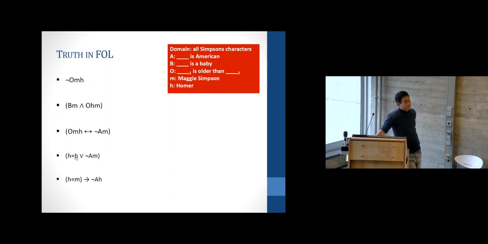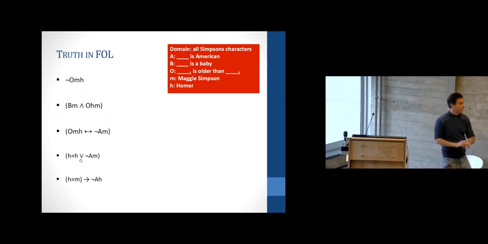Is Maggie big? Maggie's a baby. Is this sentence true? Yeah, the entirety of the sentence. Yeah, that's because, okay, this is important. A disjunction is true if either disjunct is true. But look at this funny sentence.